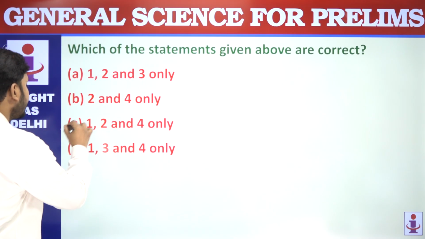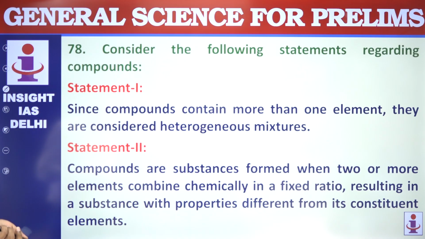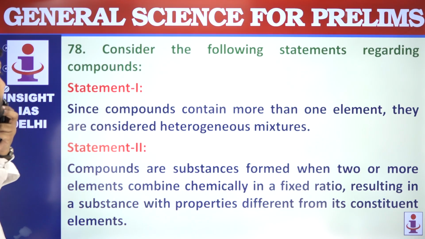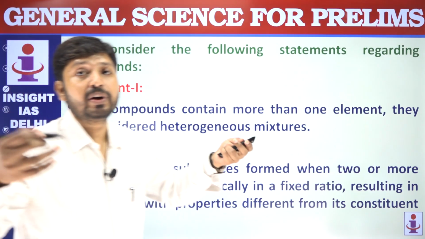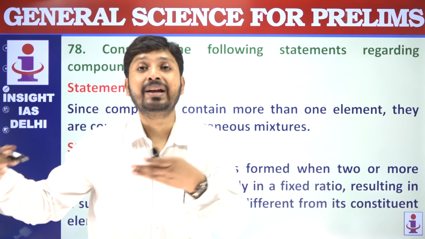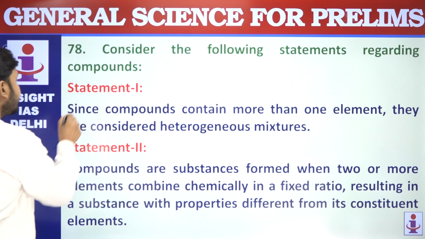So 1, 2, 4 are correct. Next one. Consider the following statement regarding compounds. Since compounds contain more than one element, they are considered as heterogeneous mixtures. No, compounds means the different proportions will be mixed, and the product coming out will be uniform and it will look homogeneous. So this is the wrong statement.